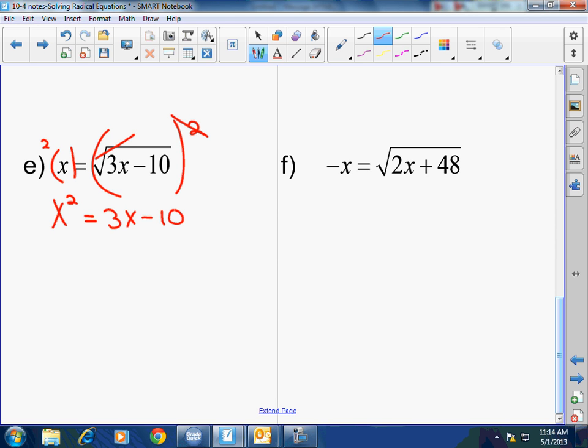Now, if you guys remember, we learned how to factor binomials and trinomials and 4-term polynomials. So this has 3 terms, so I got to create a trinomial. How would I create a trinomial here? By moving things. How do I move the 3x and the negative 10 to the left? Very good. You're going to subtract 3x and you're going to add 10 to both sides. So that's going to give me x squared minus 3x plus 10 equals 0.